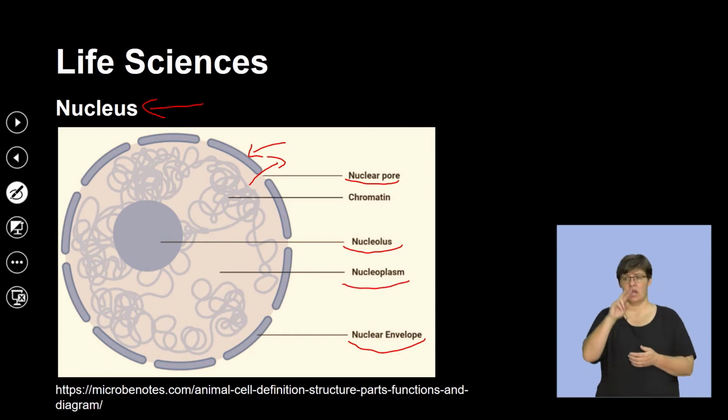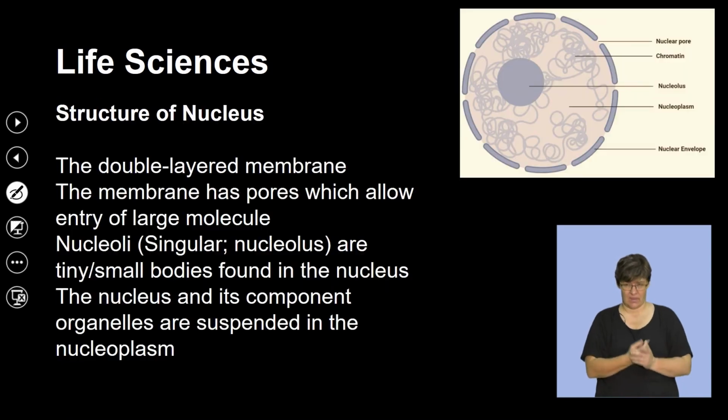So that's the liquid part which contains the nuclear material, in this case, which is called chromatin. And this chromatin is essentially threads of DNA that are wrapped together. So that's the overview of the nucleus. Let's try and understand the structure in a bit more detail.